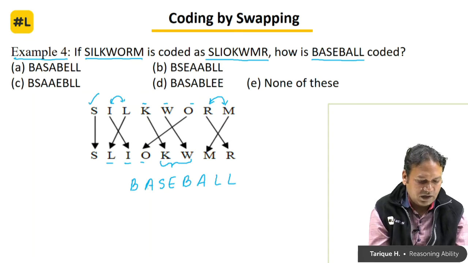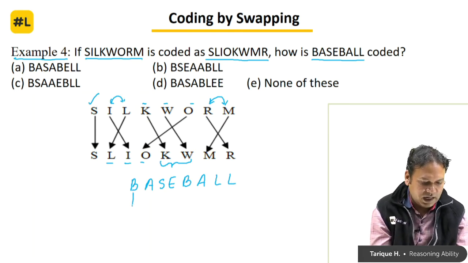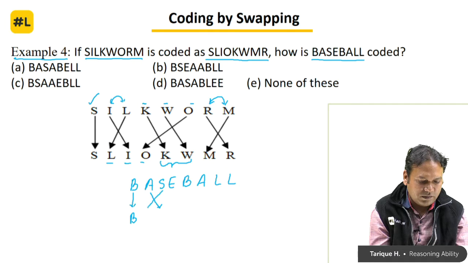See, the same number of letters are there: 4, 4, 8. So the first one will come down as it is, that is B. A and S we are going to swap them, that is S, A. Now E, B, A, how will we swap? Just observe how this swapping has been done here.